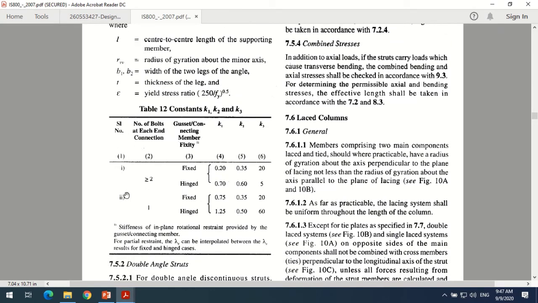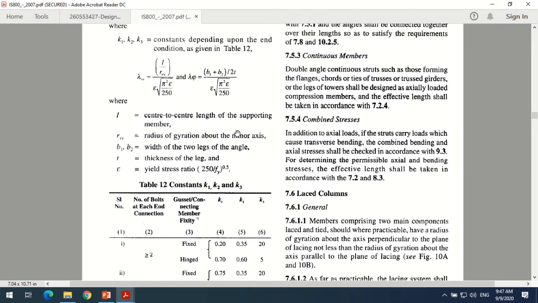We can decide what number of bolts there are, the minimum number of bolts we are going to provide in a truss, and on that basis we can assume the end connection, either fixed or hinged. This will give us k1, k2, and k3. Normally we don't go with one single bolt. I want to have at least two bolts in my truss connection. So with two bolts, and deciding the fixity condition, whether it is hinged or fixed, we can find out k1, k2, k3.